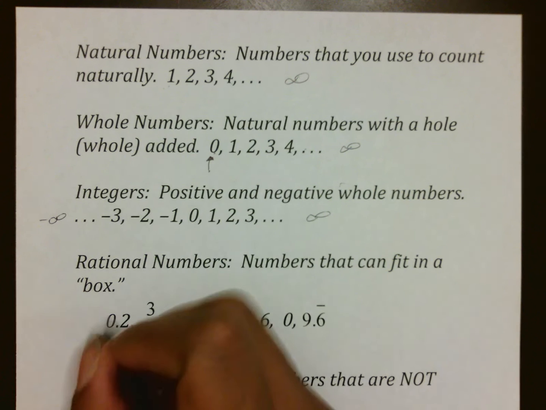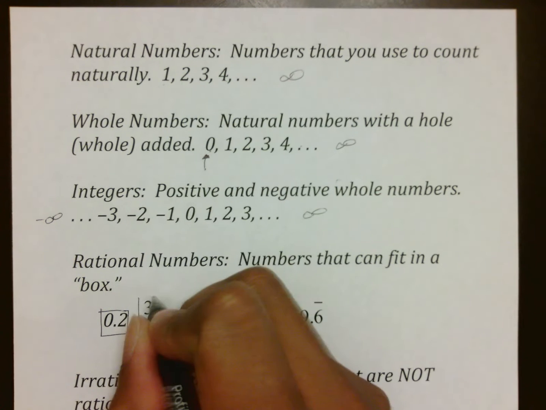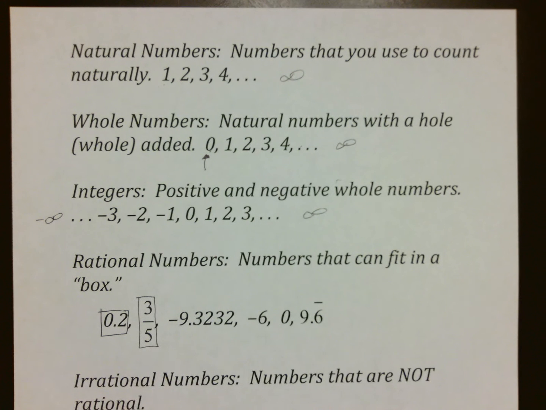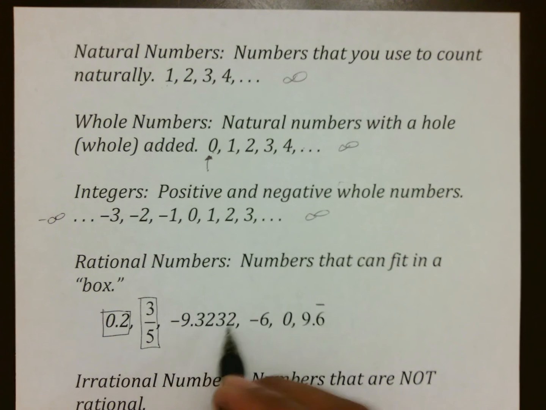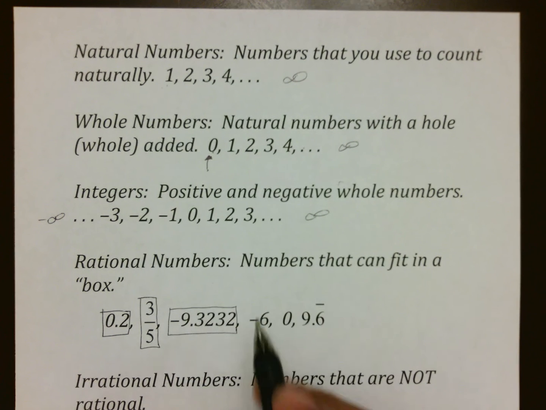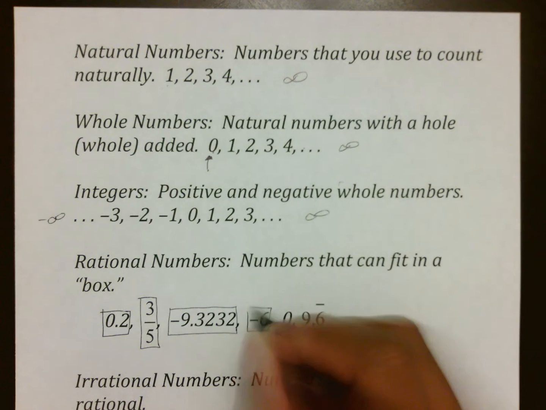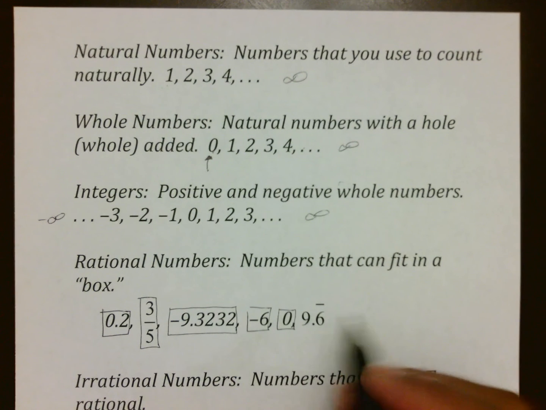Now there is one rule that breaks it for irrational, but let's just talk about this for a second. 0.2 is a rational number because I can fit it in a box. 3/5 is also a rational number because I can fit it in a box. That is a fraction. Negative 9.3232, if that's all that there is, is also rational because I can fit it in a box. The number negative 6, rational, I can fit it in a box. 0, rational, I can fit it in a box.